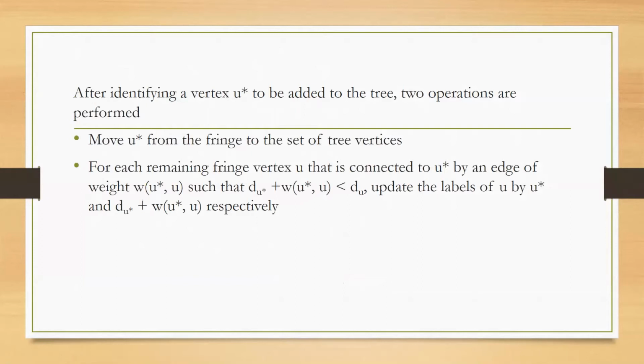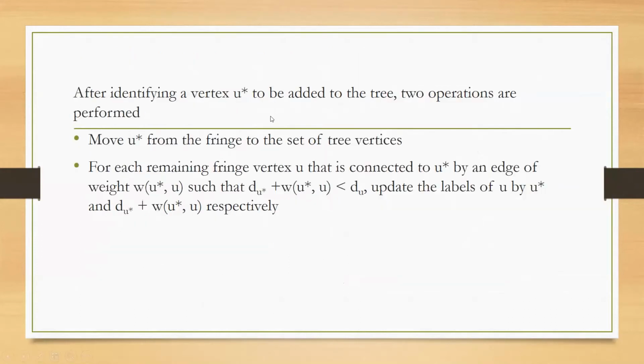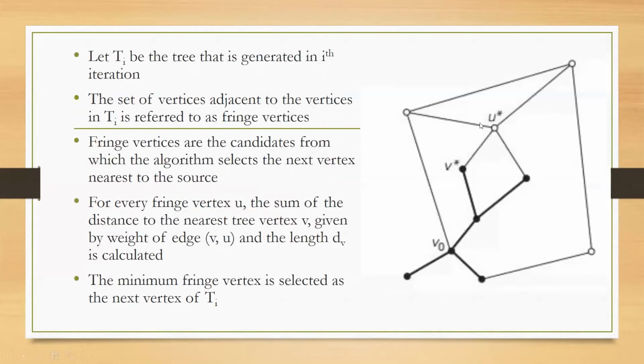Just have a look. After identifying a vertex U star as the nearest vertex, to be added to the tree, we are adding that U star to the subtree. Next, after adding U star, what are the things to be done? You have to do two operations. Move U star. U star was a part of the fringe vertices initially. It was adjacent to V star, so it became a fringe vertex. Now U star is selected because it has the minimum distance, and U star has to be made part of the subtree.